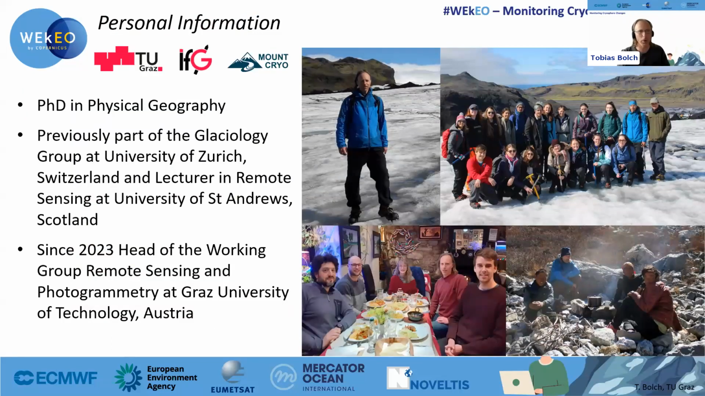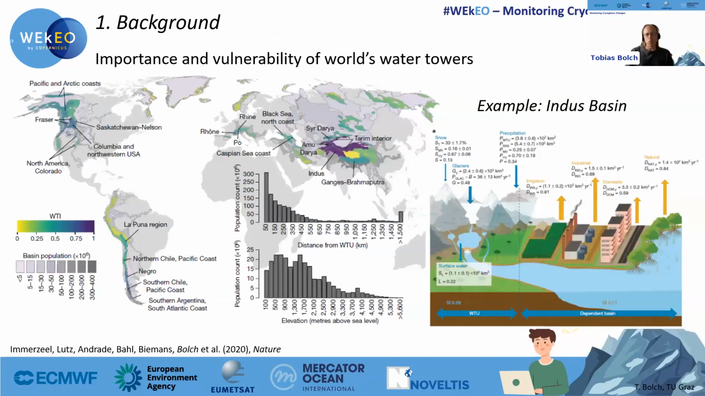So yeah, well, you've just heard that I was part of the glaciology group in Zurich, where we worked a lot on glaciers, and I was also involved in the Randolph Glacier Inventory, which was nicely mentioned by Christian. And it was also part of the ESA Climate Change Service, and many of the data sets in the end made it into Copernicus. So I really have insights into what's going on and what is within WEkEO. Since 2023, after some years building up remote sensing at the University of St Andrews in Scotland, I'm leading the working group of remote sensing and photogrammetry at Graz University of Technology in Austria, which is not too far away from Vienna.